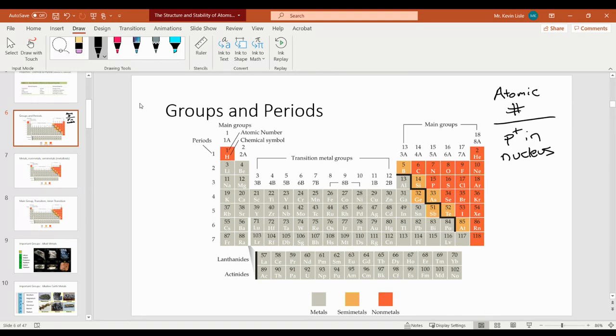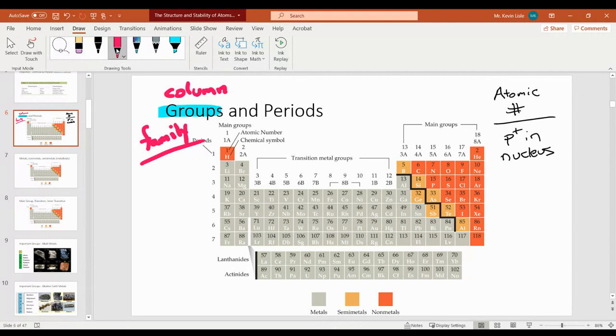So the first thing that we're going to do is actually put a name to that. When we say a group, we really are talking about columns on the periodic table. And those columns are also referred to as families. Again, because the elements within a column, within a group, have very similar characteristics to one another.